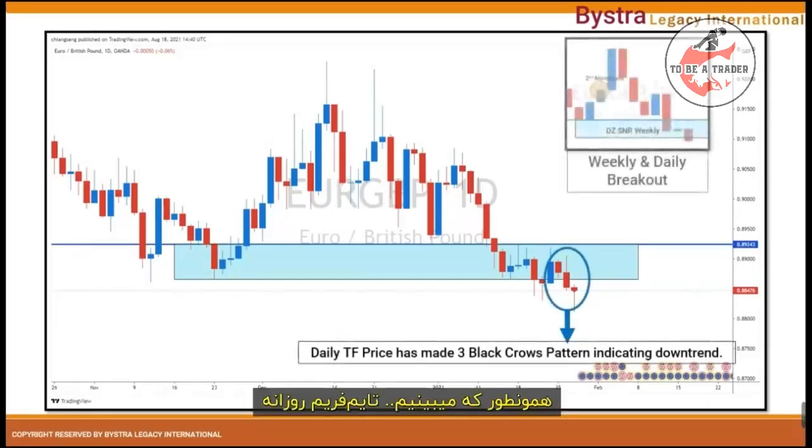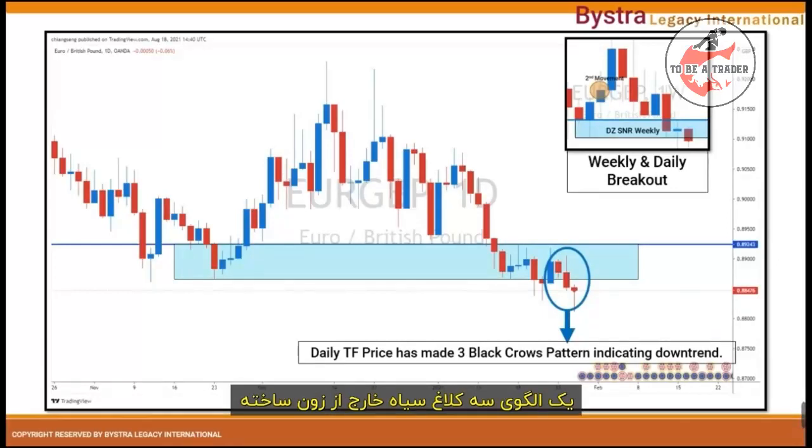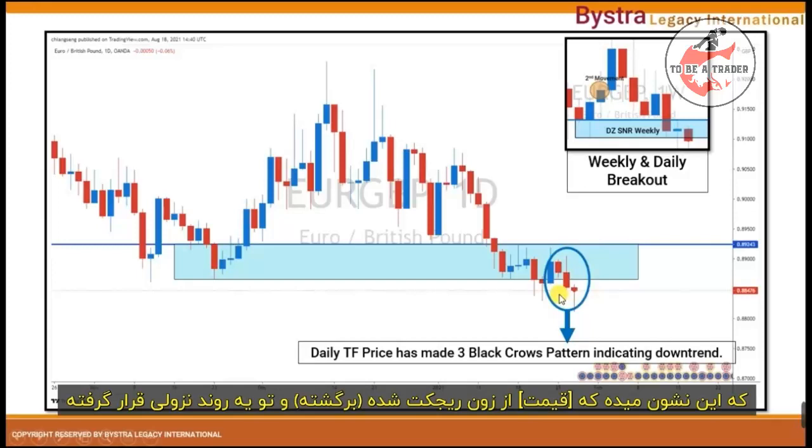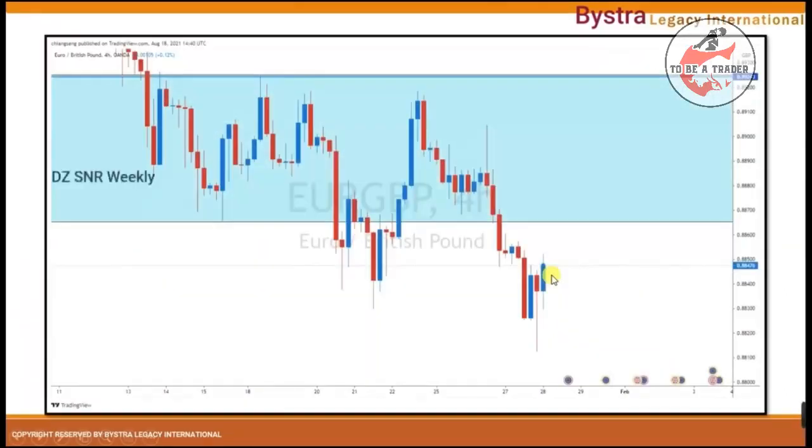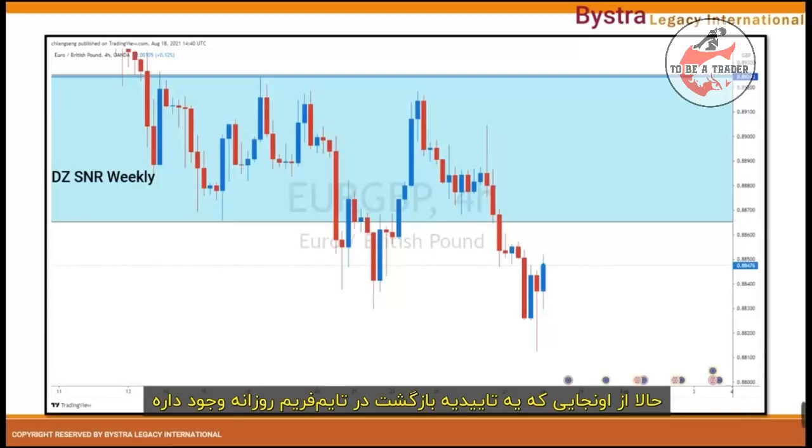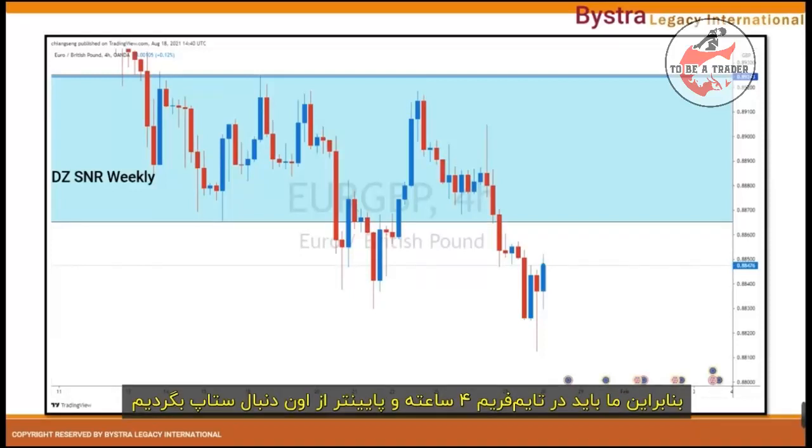As we can see, the daily time frame has made a three black crows outside of the zone, which is this one, indicating that it has rejected this zone and is going on a downtrend. Now, since there is a confirmation of rejection at the daily time frame, therefore we should look for the setup at the H4 time frame and below.